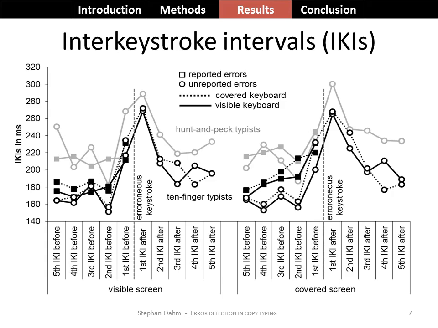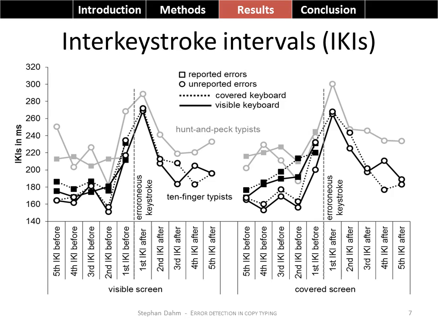In this graph you can see the inter-keystroke intervals before and after an error occurred. On the left side are the inter-keystroke intervals in conditions with visible screen, and on the right side with covered screen. Unreported errors are shown with a circle and reported errors are shown with a square. In reported errors we did not measure inter-keystroke intervals after errors because reporting interrupted the timing. I will now explain the most important findings of the analysis of variance.